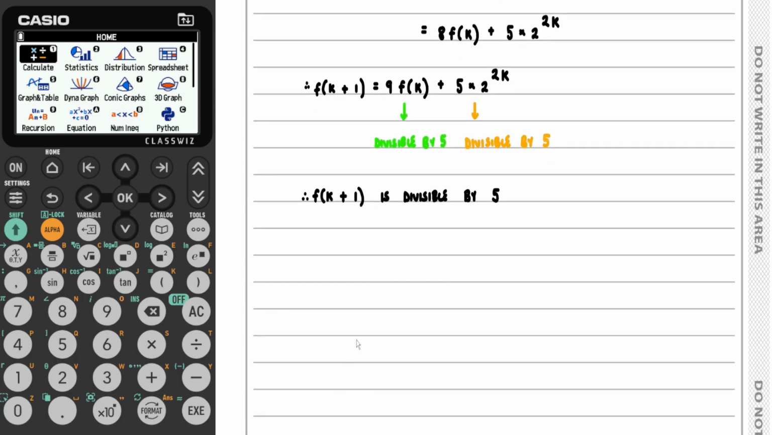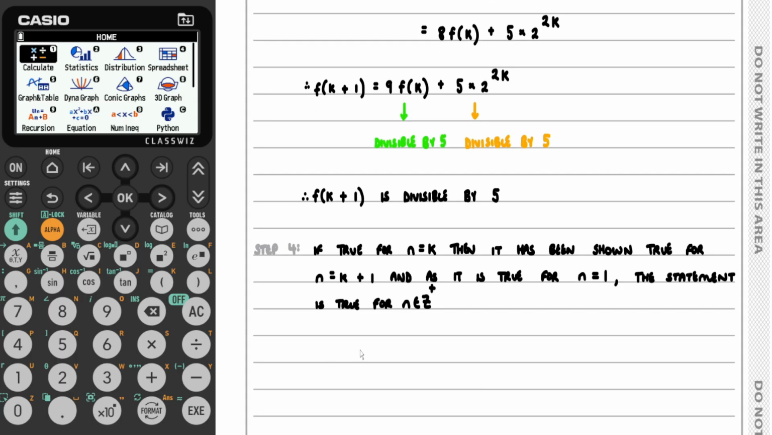So for our fourth step, which is our conclusion step, we would have: if it's true for n equals k, then it's been shown true for n equals k plus 1, and as it is true for n equals 1, the statement is true for all positive integers of n.